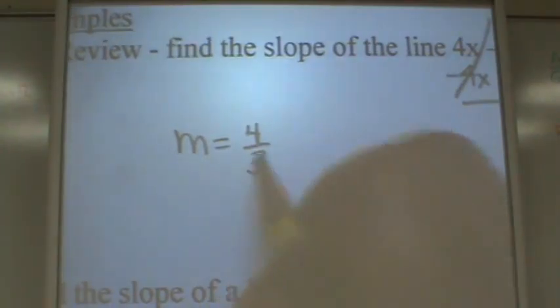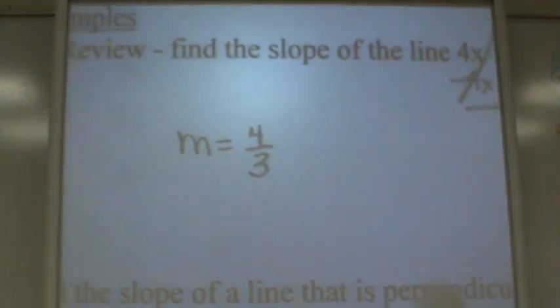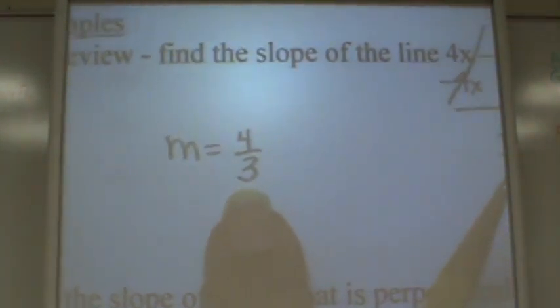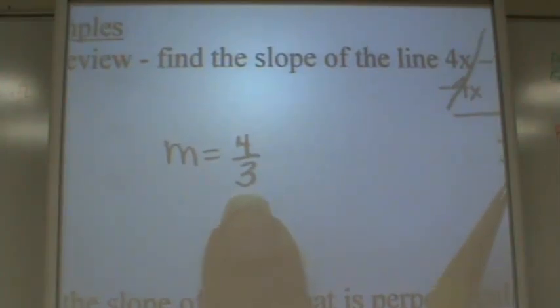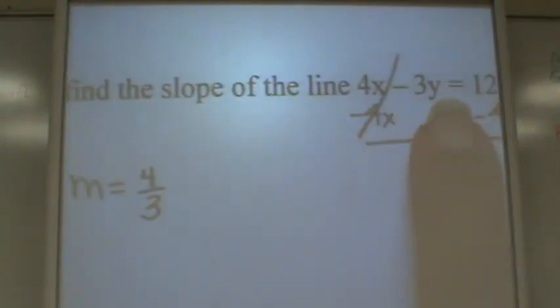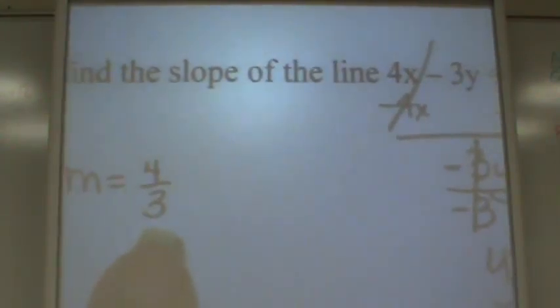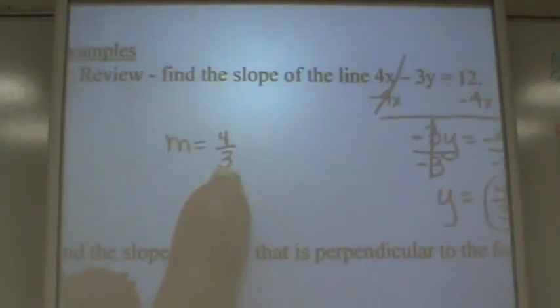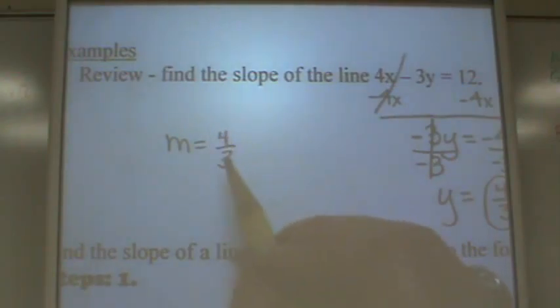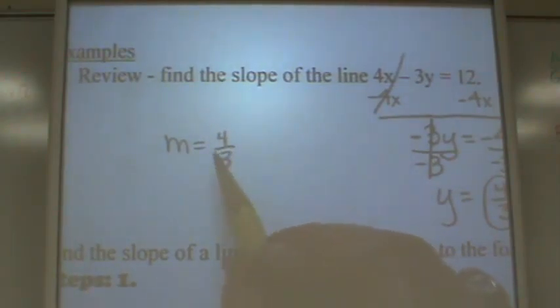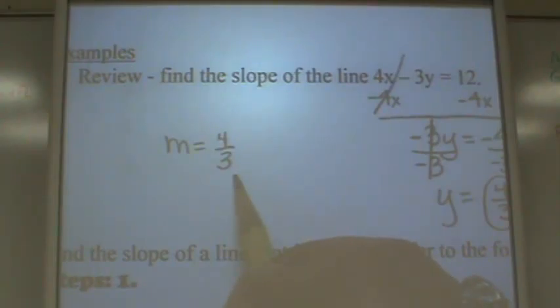Now why do we need that? Because you will be asked, what is the equation of a line that's parallel to this? If it's parallel to that, it's going to have the same slope. And if it's perpendicular, you have to flip and change the sign. So the slope would be negative 3/4. So parallel lines have the same slope, perpendicular have opposite reciprocal.